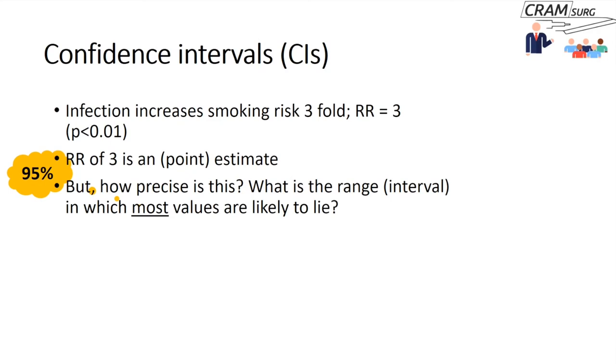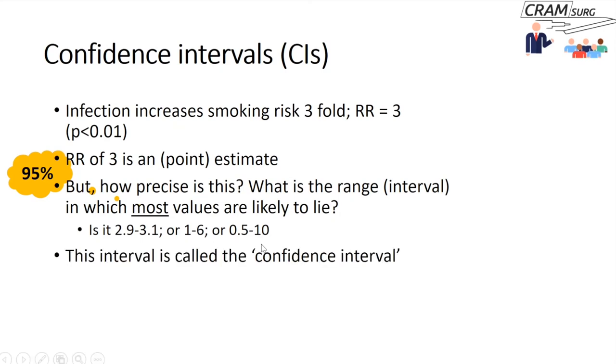Is the question. Now, could it be 2.9 to 3.1? That'll be a fairly close, narrow range. Or could it be as wide as 0.5 to 10? That'll be a very wide range. And this range or interval is what we refer to as the confidence interval. We often see confidence intervals being depicted or described in forest plots, which are part of systematic reviews and meta-analyses.